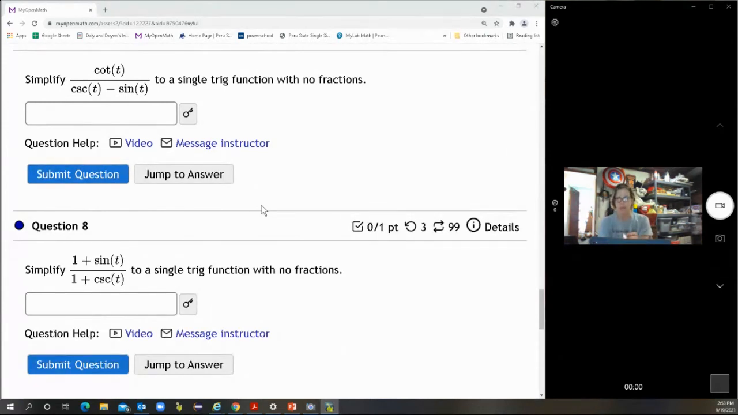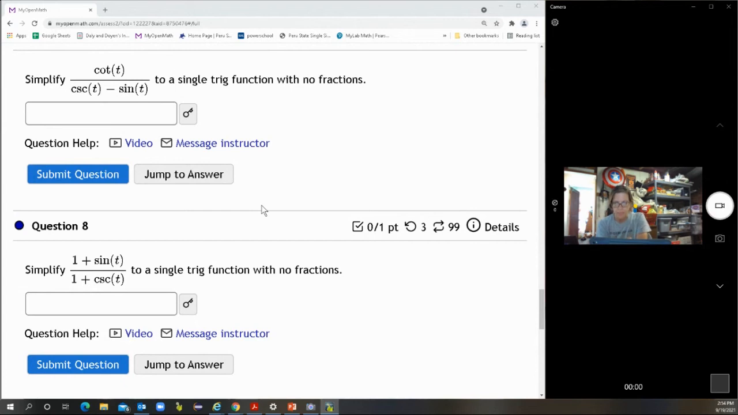So let's check this one out. Cotangent over cosecant minus sine. So I'm just pulling this up so we can see the whole thing here. Actually, wait. I don't think that's recording, so never mind. Let's just go back. Okay, so let's just write on here.